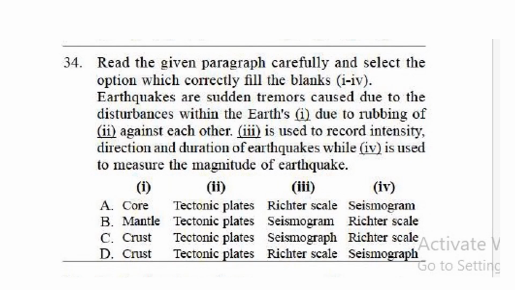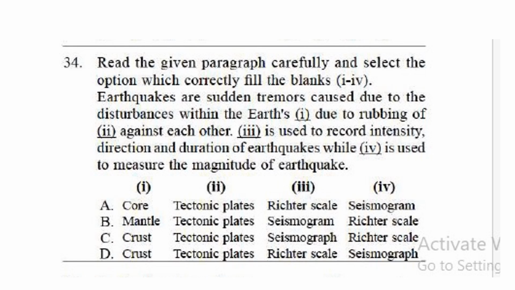Question number 34. Read the given paragraph carefully and select the option which correctly fills the blanks 1 to 4. Earthquakes are sudden tremors caused due to the disturbances within the Earth's 1, due to rubbing of 2 against each other. 3 is used to record intensity, direction and duration of earthquakes, while 4 is used to measure the magnitude of earthquake.